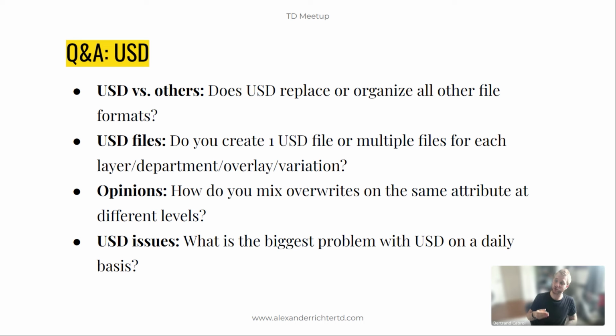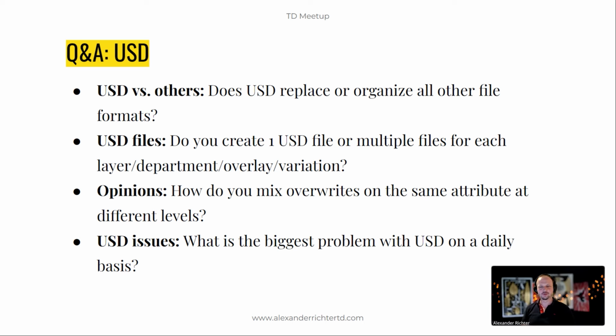The other issue is that USD is so damn flexible that you can make the worst thing ever without knowing, because USD is never going to complain. Like USD is magic. It never complains about anything, even if you do the worst thing. So you have to be very, very careful about how people do stuff, because sometimes they will do weird things and it can be really hard to track. So I would say that's the biggest issue, like too flexible. With great USD power come great USD responsibility, basically.